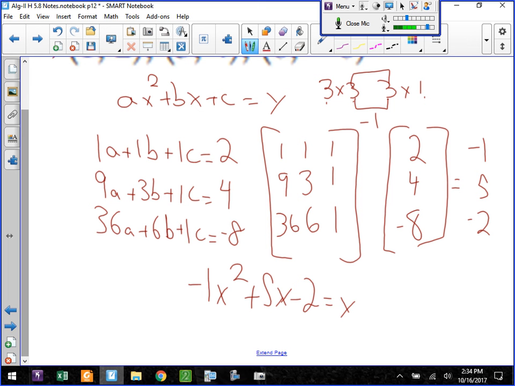For doing that one? Yeah. Now, going back, yes, ma'am. It's 5x. Let's use the coefficients. Yeah, it's -1x squared plus 5x minus 2.